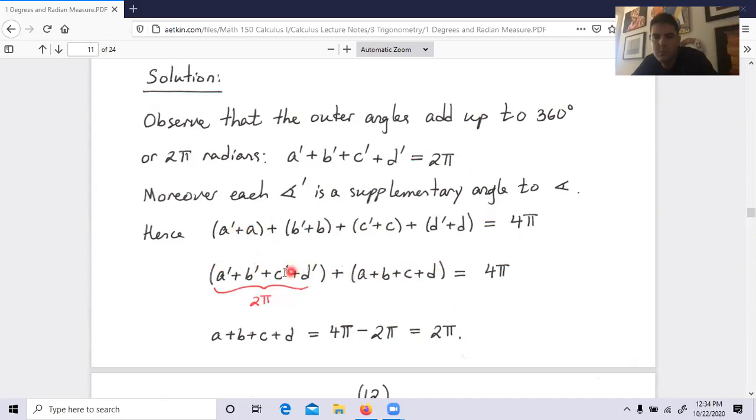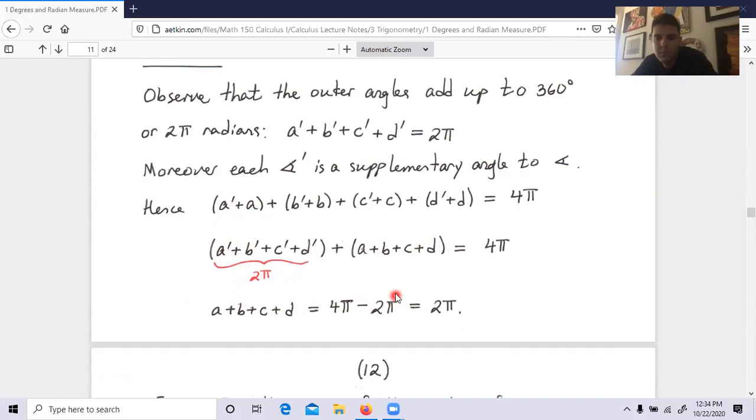And then now I have sum of outer angles plus sum of inner angles is equal to 4 pi, but the sum of outer angles is 2 pi. So it means A plus B plus C plus D is 4 pi minus 2 pi, which is 2 pi. You understand? So the sum of the angles of any quadrilateral is 2 pi.